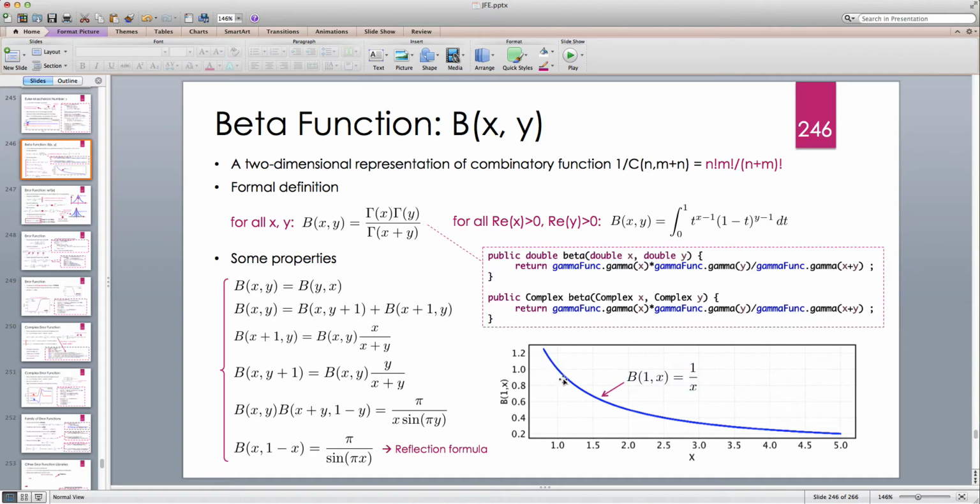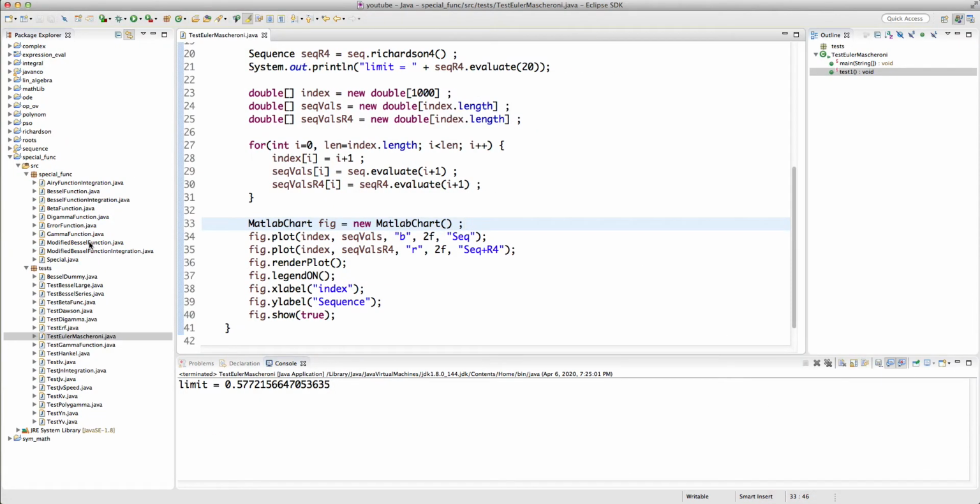And as you can see, I have plotted this. At 1, we get 1. At 2, we get 1 over 2. At 3, we get 1 over 3, etc. All right? So let's head to Eclipse.